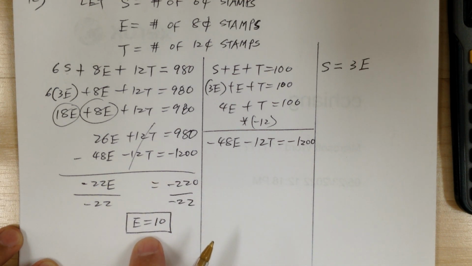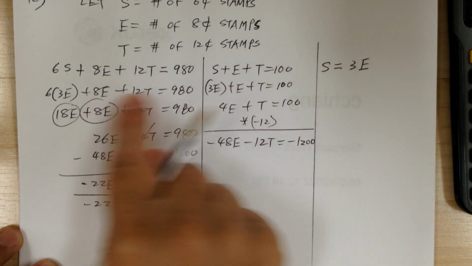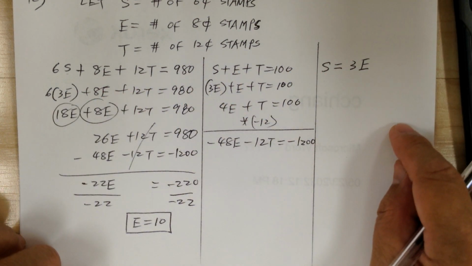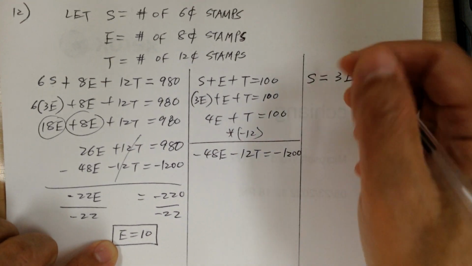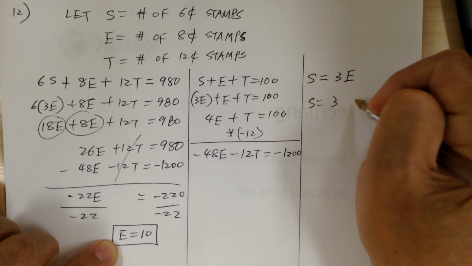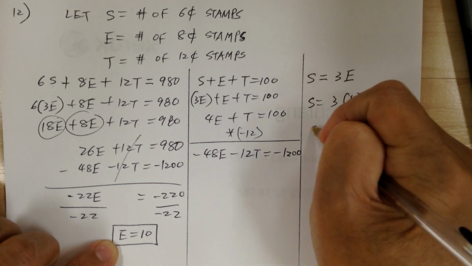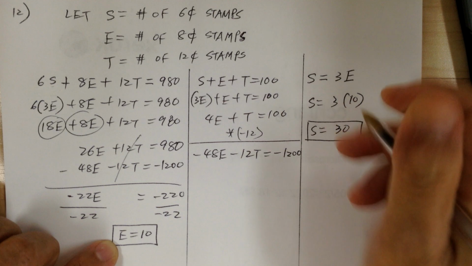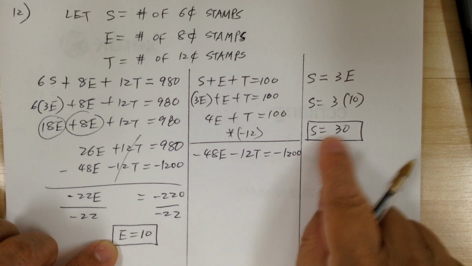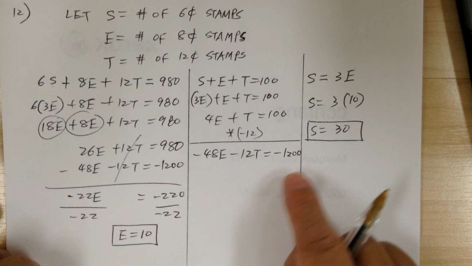So once you find E equals 10, you can go back and solve. Now this one you can substitute right away. So S equals 3 times 10. So S equals 30. So that's kind of nice. You box that so you can find them easily. Okay, so now you've got E and S.